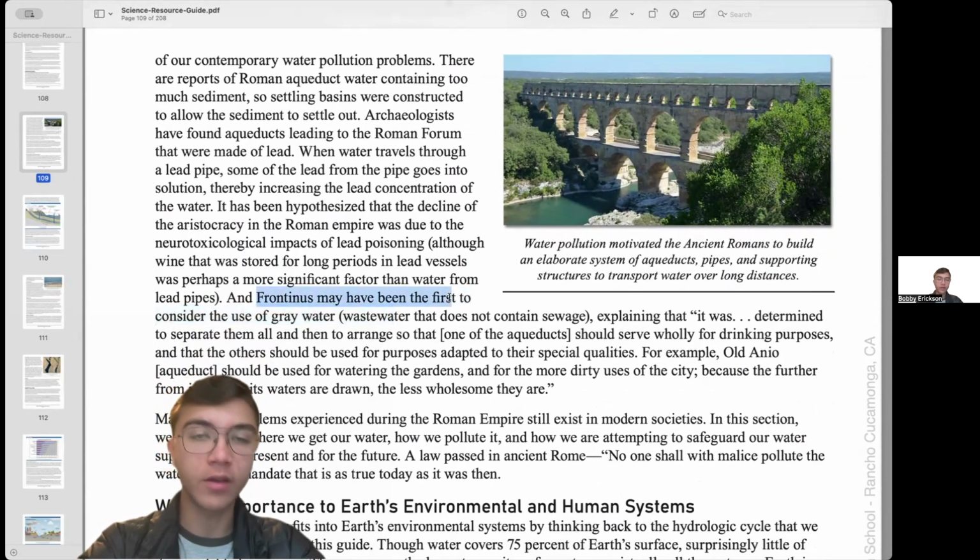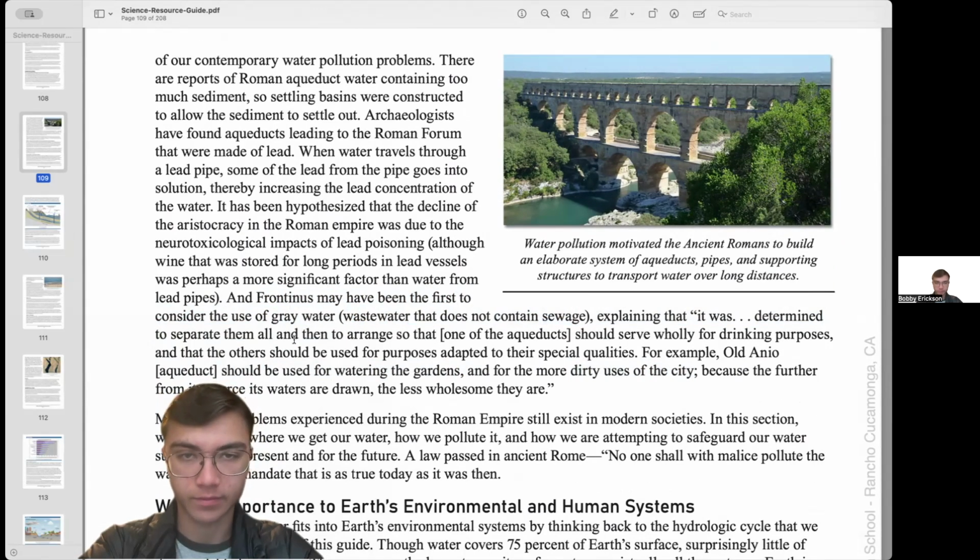Frontinus could have been the first to consider the use of gray water, so wastewater not containing sewage. He wanted to use a lot of the gray water for watering gardens and for more dirty uses of the city. This gray water is wastewater still, but it doesn't contain sewage, so it can be used for other things.